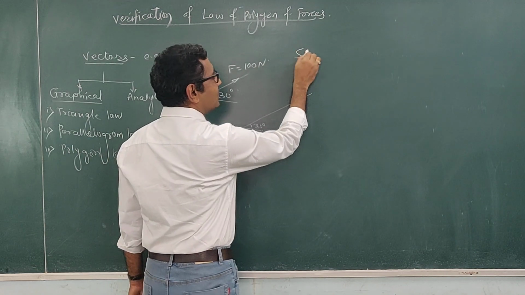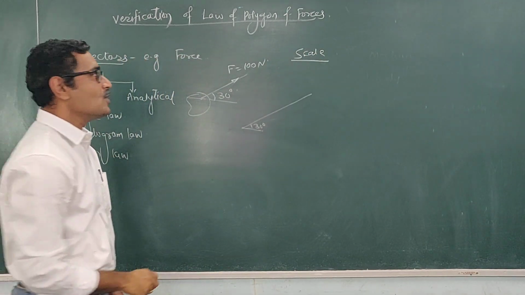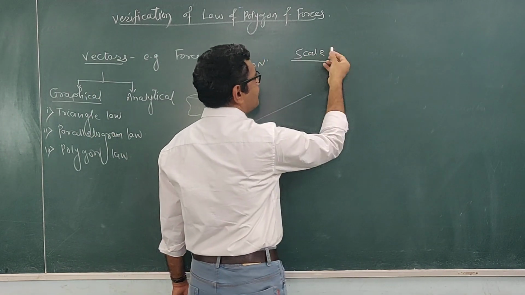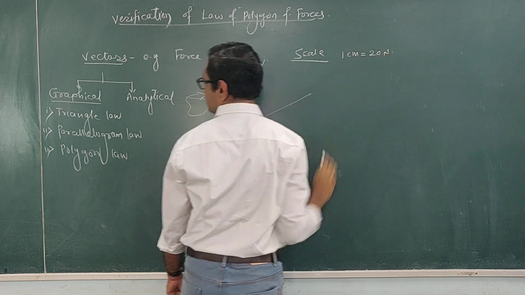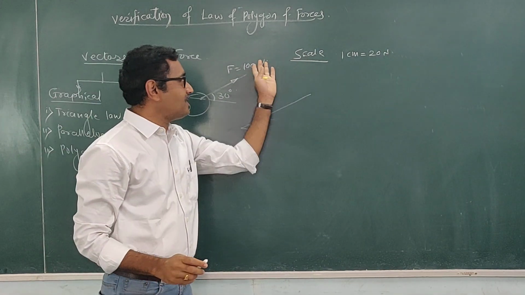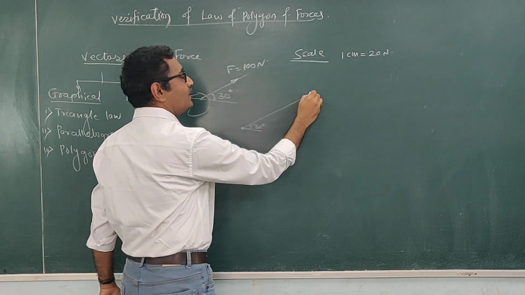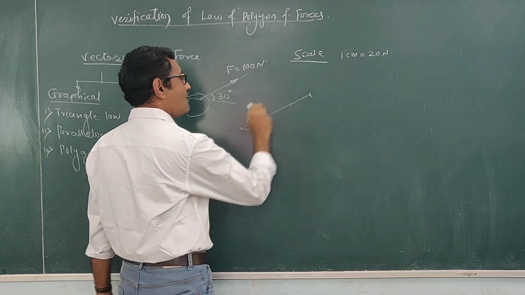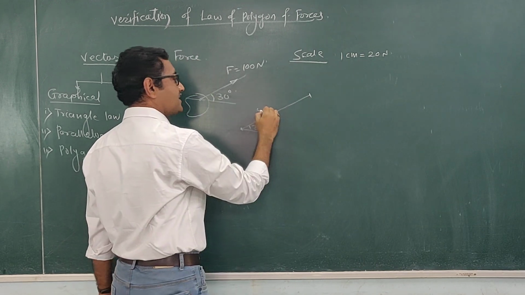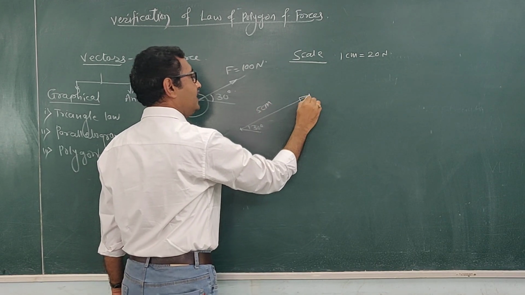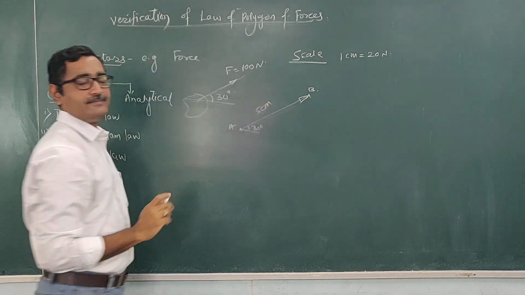Then select a suitable scale to represent the magnitude. Here I am selecting the scale: suppose 1 centimeter is equal to 20 Newton. If I select this scale to represent the magnitude, then to represent this 100 Newton force, I require a line segment of length 5 centimeter. 100 divided by 20, so 5 centimeter. So this 5 centimeter length AB represents a force of 100 Newton.